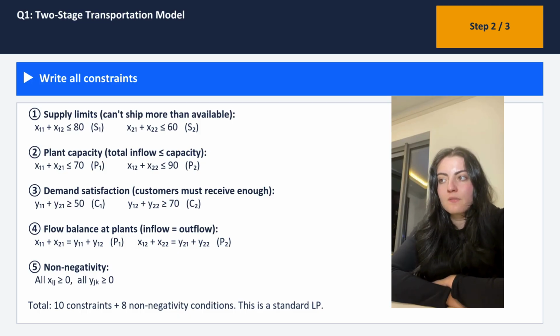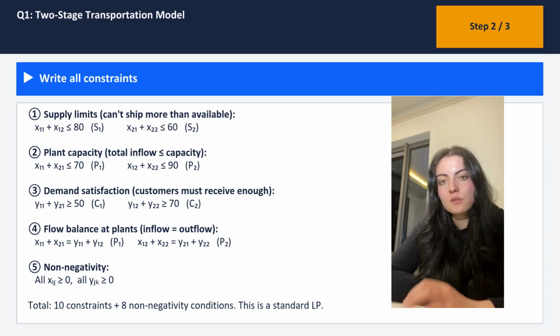And finally, we have flow balance constraints at each plant. This is a very important part of the model. It means that whatever enters a plant must also leave that plant. In other words, the inflow to a plant must be equal to the outflow from that plant. Together, these constraints make the model realistic because they connect all parts of the network instead of treating routes independently.